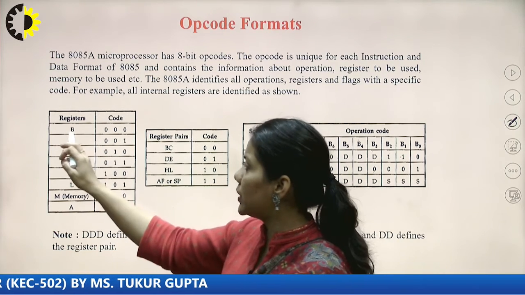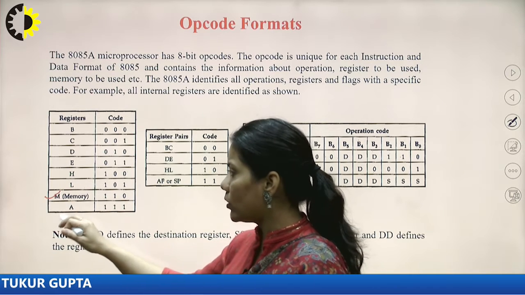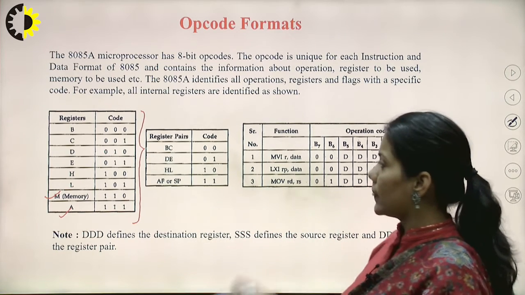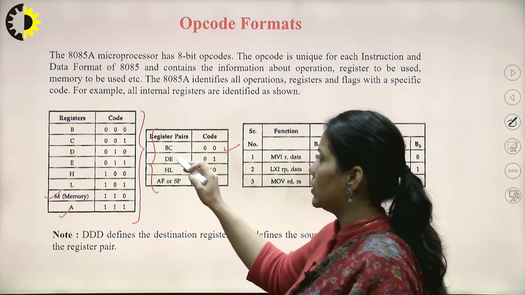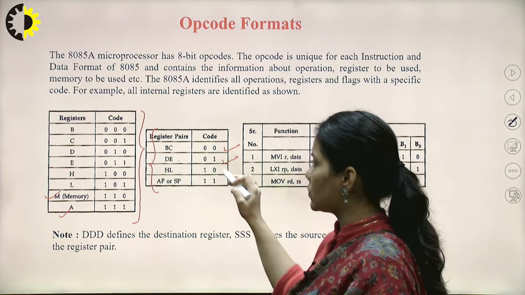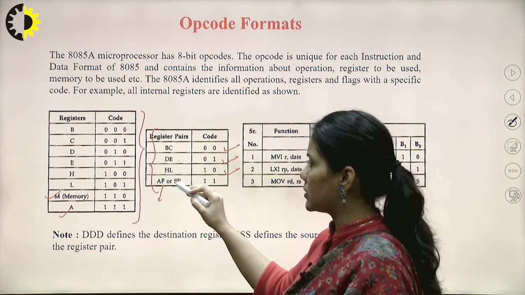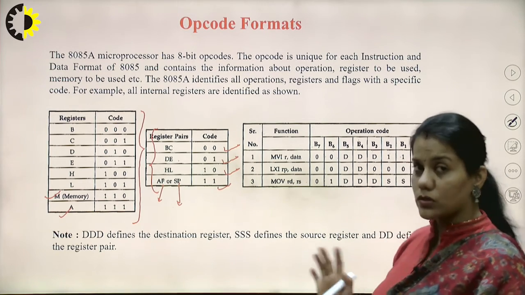For registers B, C, D, E, H and L, and for the memory or the accumulator, these codes are used. If we are talking about the register pairs, BC means 00, DE means 01, HL means 10, and AF, that is the accumulator and flag register, or the stack pointer, means 11. In this way the codes are formed.